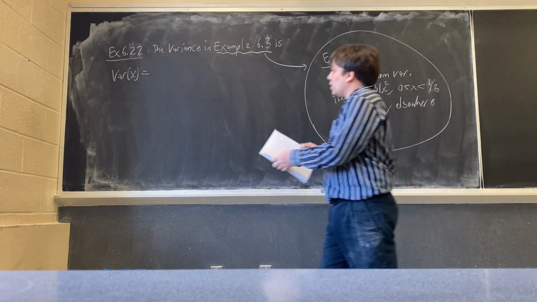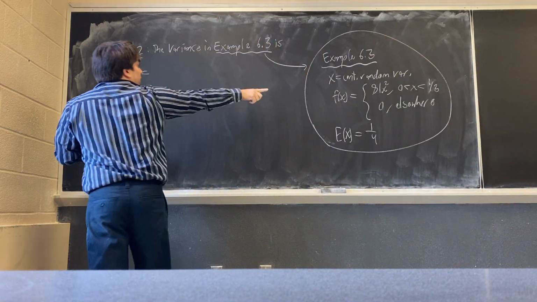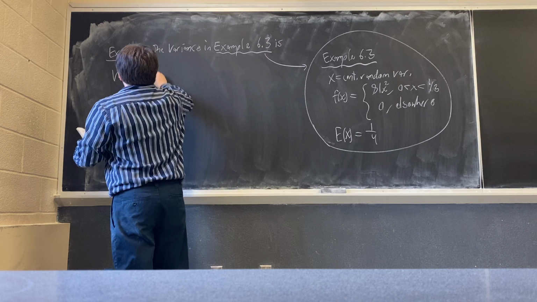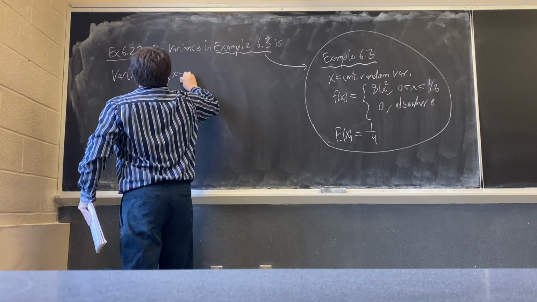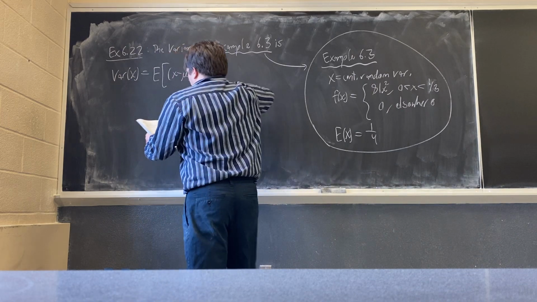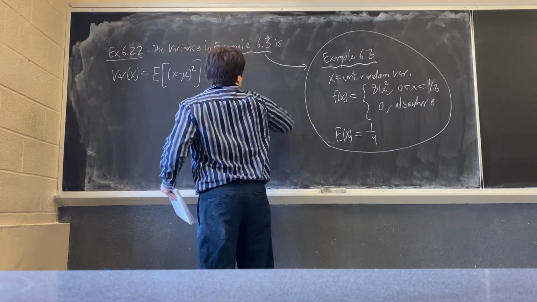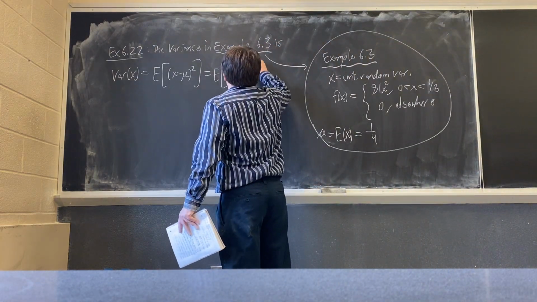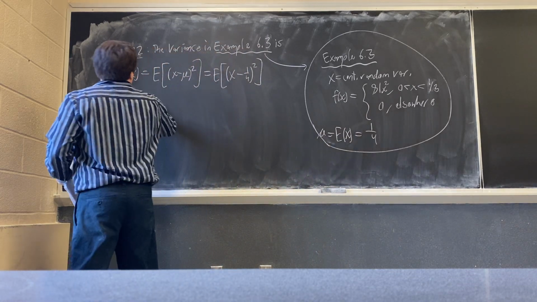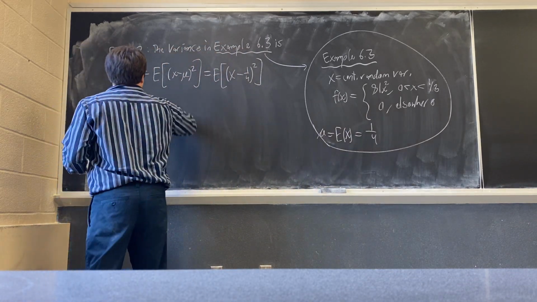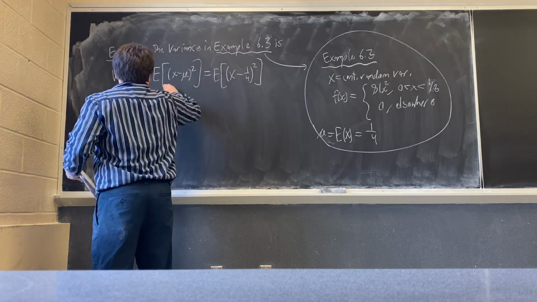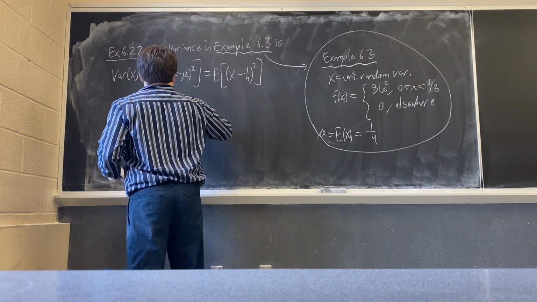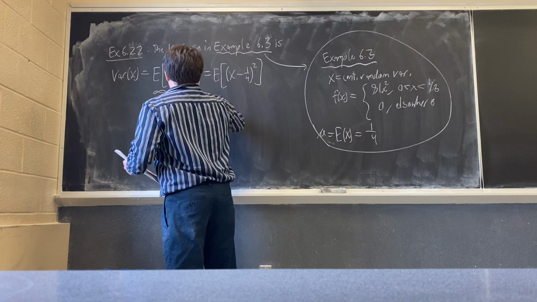Okay, so now in this example 6.22, we're going to find the variance of the continuous random variable in that experiment, in that problem, and it's E of (x minus mu) squared, where mu is the expected value, 1/4. And so that's equal to the definite integral from negative infinity to infinity of (x minus 1/4) squared times f of x dx.